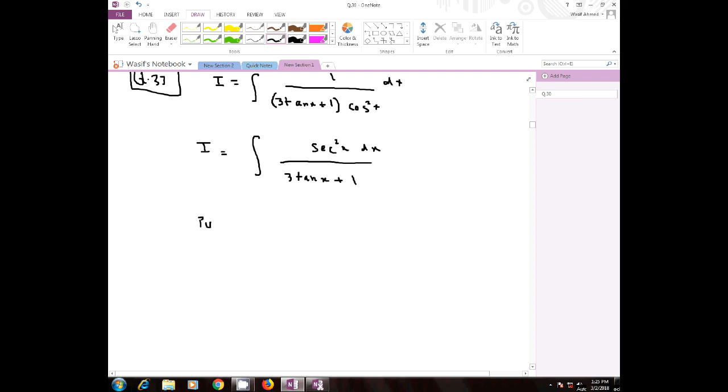Now you put tan x is equal to t, because the derivative of tan x is given in the numerator, and from this dt is equal to secant square x dx. Put this value in your given integral. You have I is equal to, instead of secant square x dx you have dt, divided by 3, instead of tan x you have t plus 1.